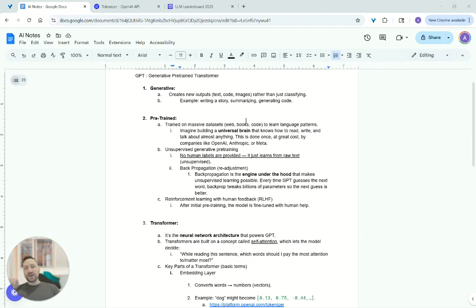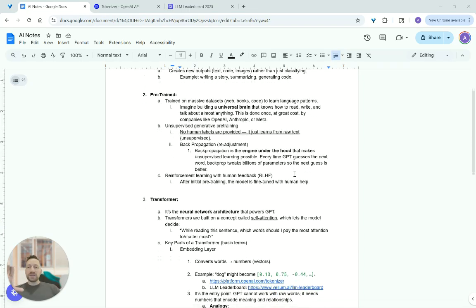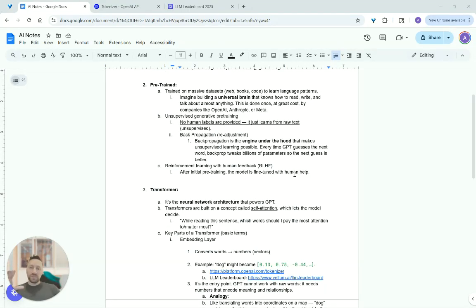The next letter is P, and this is where we're going to get into some of the more important parts of this. So P stands for pre-trained. Basically, it was trained over a period of time on massive data sets to learn language patterns. It's kind of like a universal brain. You know, the companies, OpenAI, some of the other ones are Anthropic, Meta, etc.